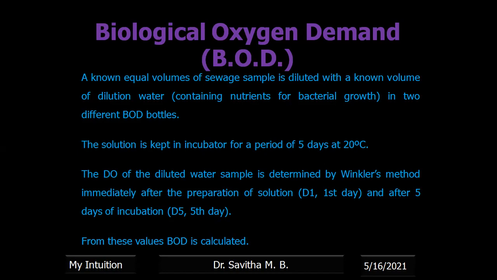As soon as it is added, one of the bottles is analyzed for dissolved oxygen, and that is called the dissolved oxygen D1. Another bottle is kept in the incubator for around 5 days at 20 degrees Celsius, and then after 5 days, you have to take out that bottle and again analyze for the dissolved oxygen.